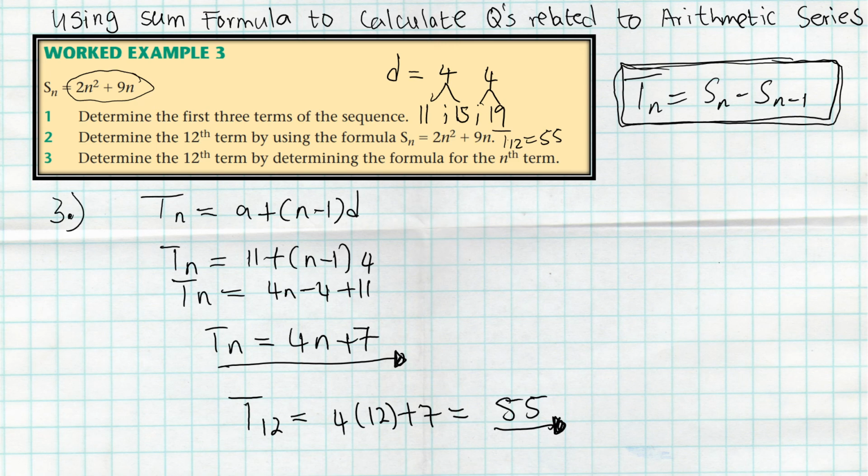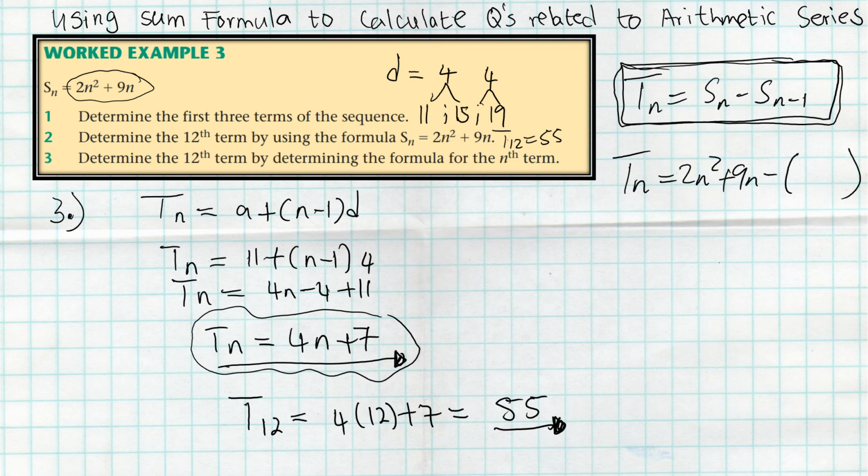Someone might like to get this nth formula using the general formula Tn equals Sn minus Sn minus 1. Our Sn was 2n squared plus 9n, minus Sn minus 1. So it's 2 into (n minus 1) squared plus 9 into (n minus 1). Then you simplify it, and you'll see it still gives you 4n plus 7. Then you just substitute 12 there and calculate T12.